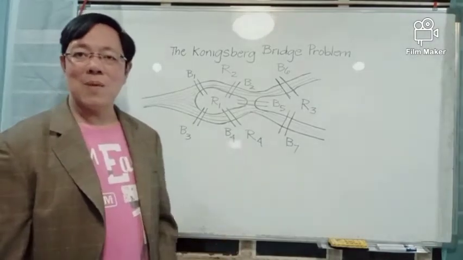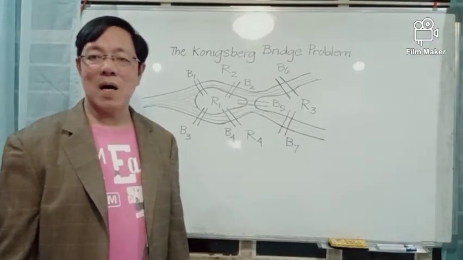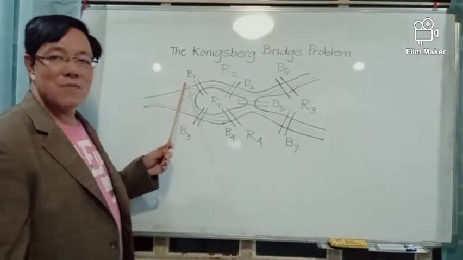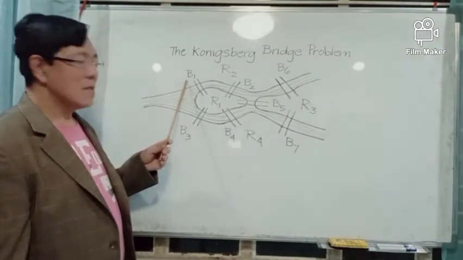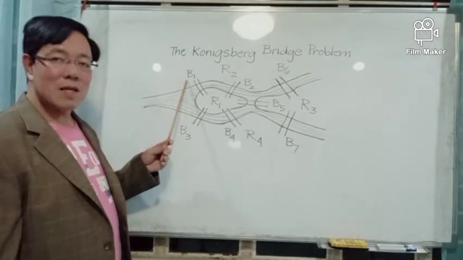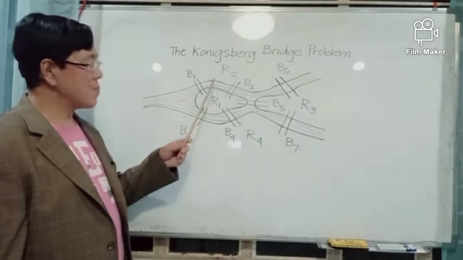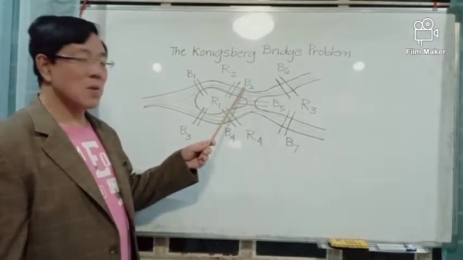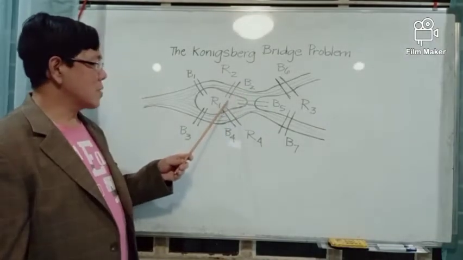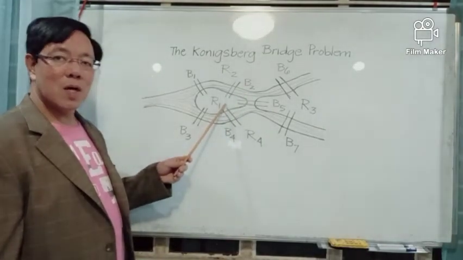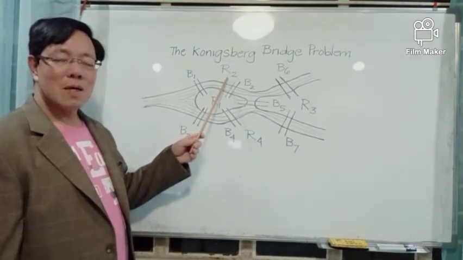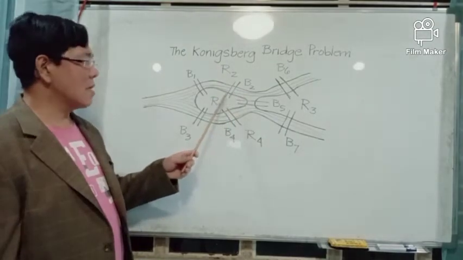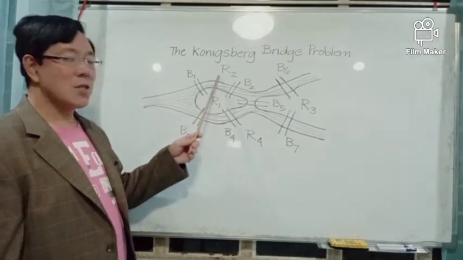And in this diagram, I denoted the 7 bridges by capital letter B with a subscript. This is the first bridge, denoted by B1, that links region 1 and region 2. This is the second bridge, denoted by B2, that connects region 1 and region 2. Hence, there are 2 bridges, B1 and B2, that link regions 1 and 2.